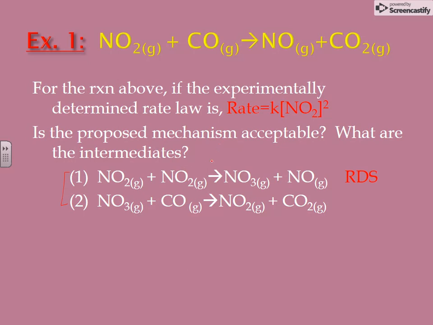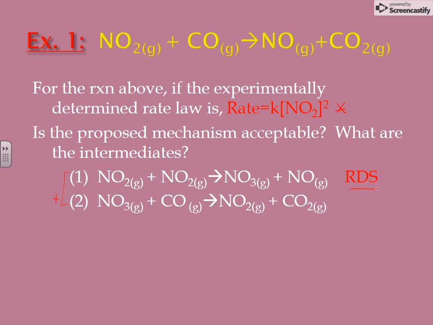So to determine if the mechanism is acceptable, we learned in the last lesson that the mechanism must agree with the overall balanced chemical equation, which means we need to try to add these two together and see if they give us the overall equation we see up here. And then the other thing you're looking for is to see if the rate determining step's rate law matches the experimentally determined rate law. So let's write the rate law for the rate determining step.